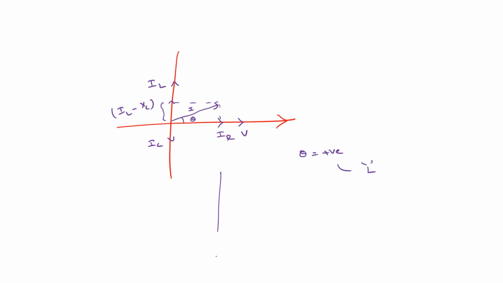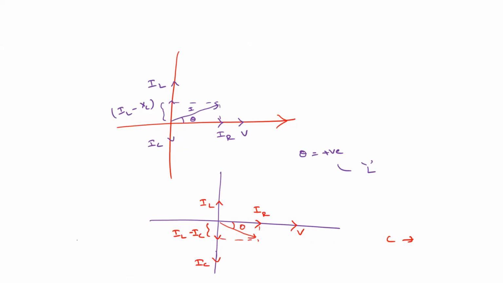The same goes here in the opposite way. So this is your V, this is your IL and this is IC. Now IC is dominating, or the capacitor circuit is dominating. So therefore this is IL minus IC, and this is your IR. This is the resultant and this is making an angle theta. So this theta is negative.